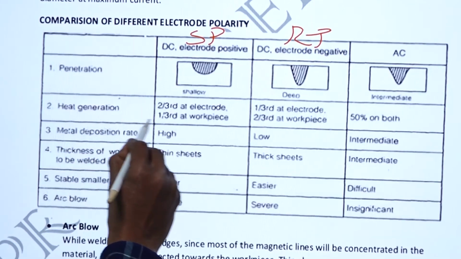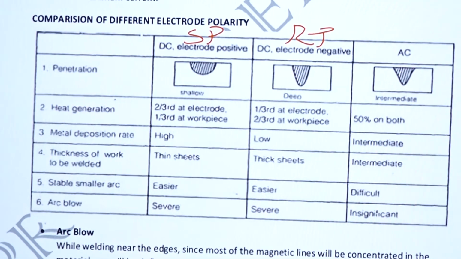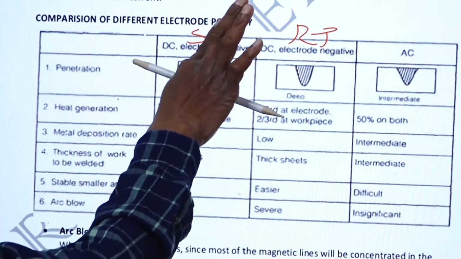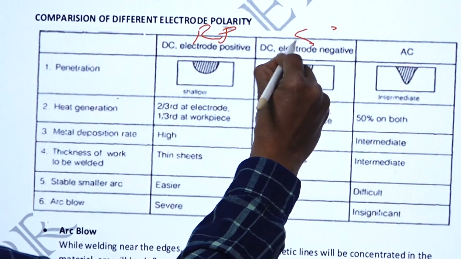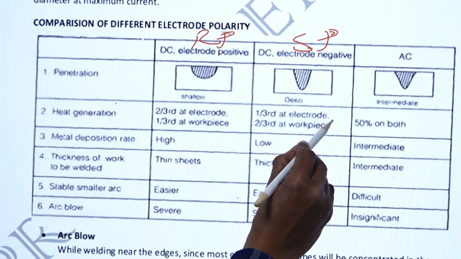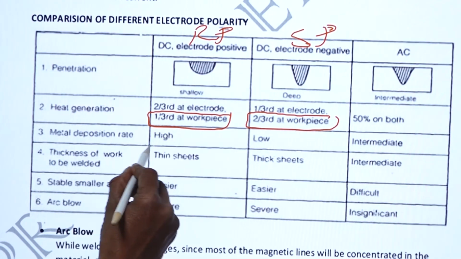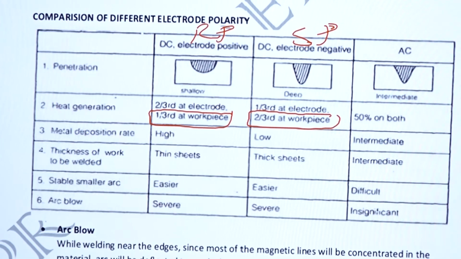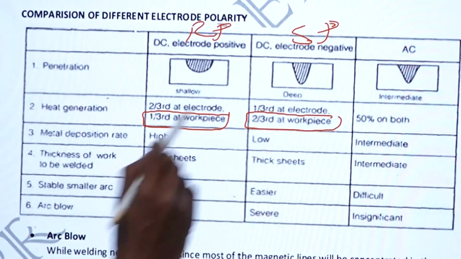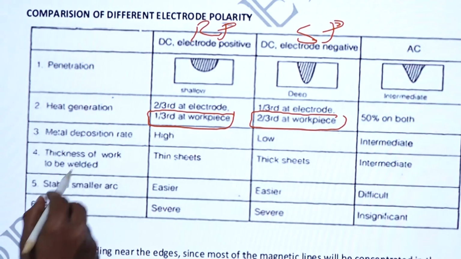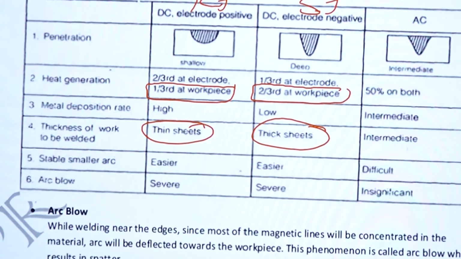In heat generation, the workpiece is less heated with electrode positive. Electrode positive means reverse polarity, electrode negative means straight polarity. Here the workpiece is heated two-thirds. Here the heat generation is one-third. So metal deposition rate is high in electrode positive, that is reverse polarity. Here it is low, and in AC it is intermediate. For thickness of the work, reverse polarity suits thin sheet, straight polarity thick sheet, and AC is intermediate.